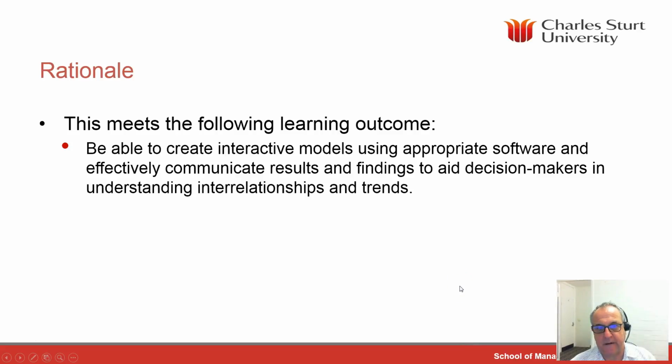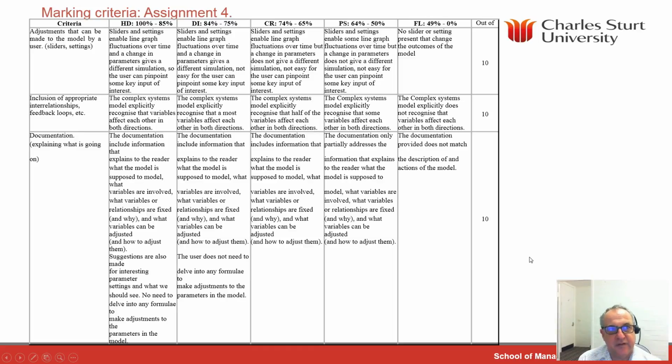This final assessment addresses the following learning outcome: creating interactive models using appropriate software and communicating the results to decision makers. You can see that's reflected in how it's marked. So you've got the adjustments. The model is not just created with one set of values, but if we increase policing versus community development, is that better? If we increase the level of alienation, does policing or community development work better? These are often called sliders or variables. Have we looked at the feedback loop? What's the feedback loop between policing and alienation, or community development, alienation and crime? For documentation, you need to provide a very short description of what is going on, and you're marked accordingly.